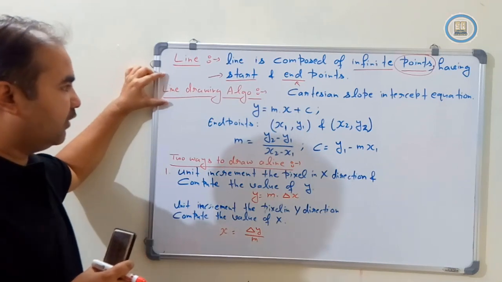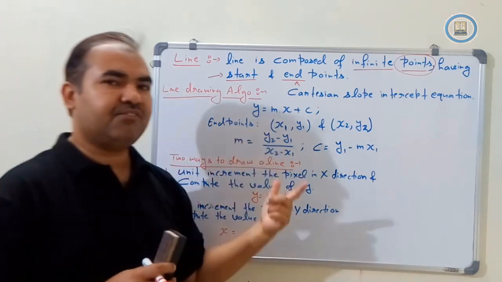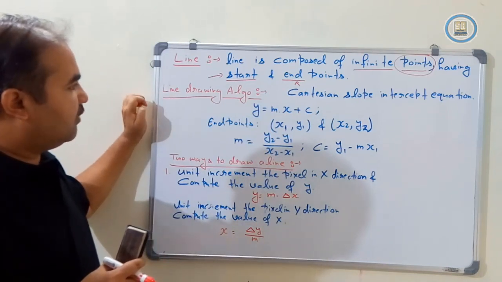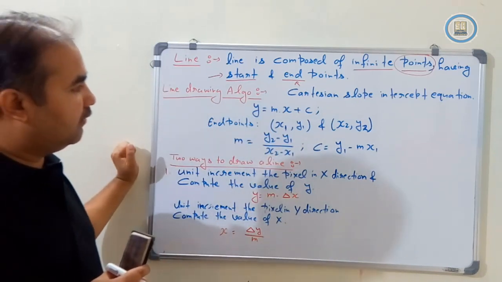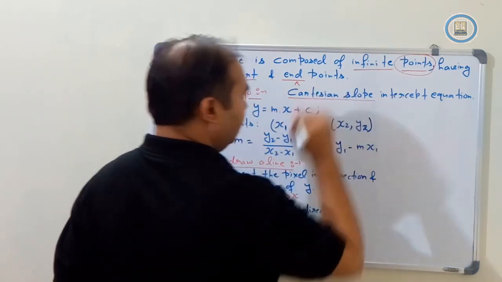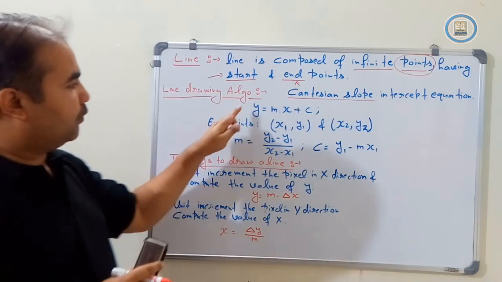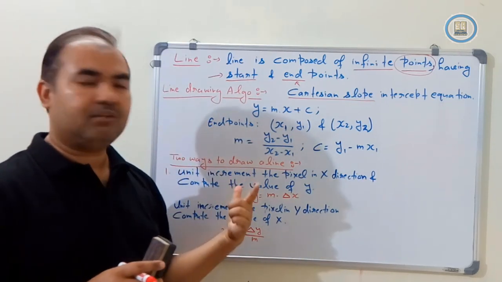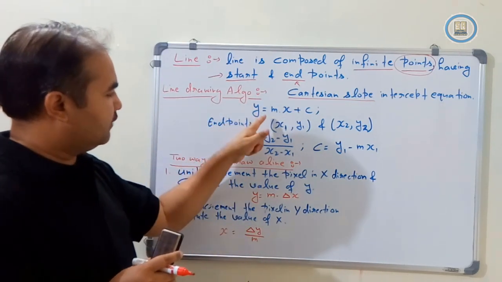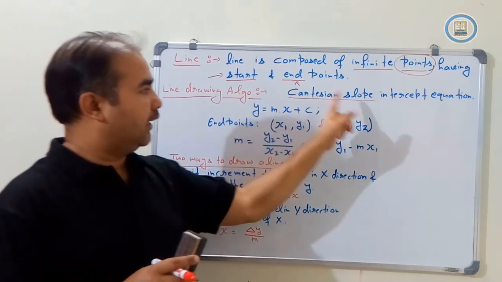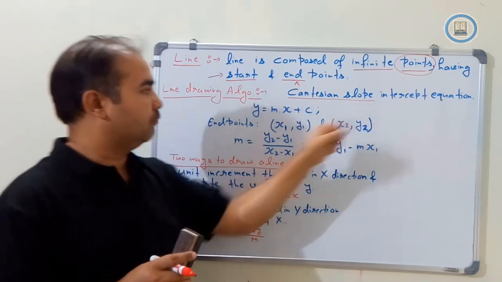The next thing is the background of the algorithm. What is a line drawing algorithm? The algorithm comes from mathematics, so we should know the mathematics. The first mathematical equation is the Cartesian slope intercept equation, y = mx + c. This is the basic equation of the line drawing algorithm. From geometry, we have the equation of the line y = mx + c in terms of the Cartesian slope method.